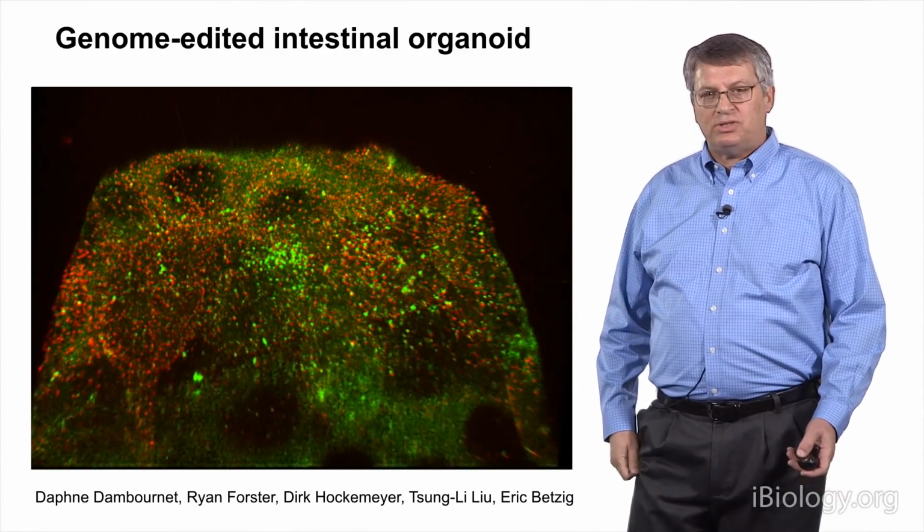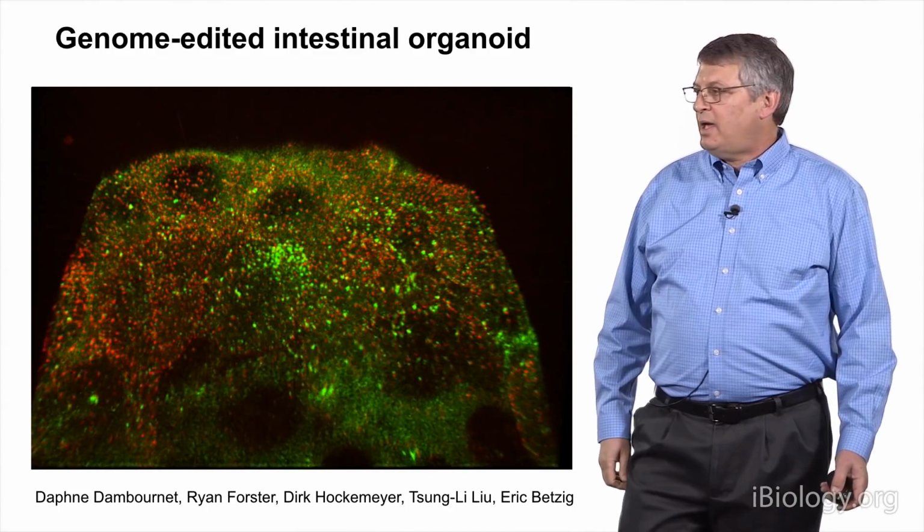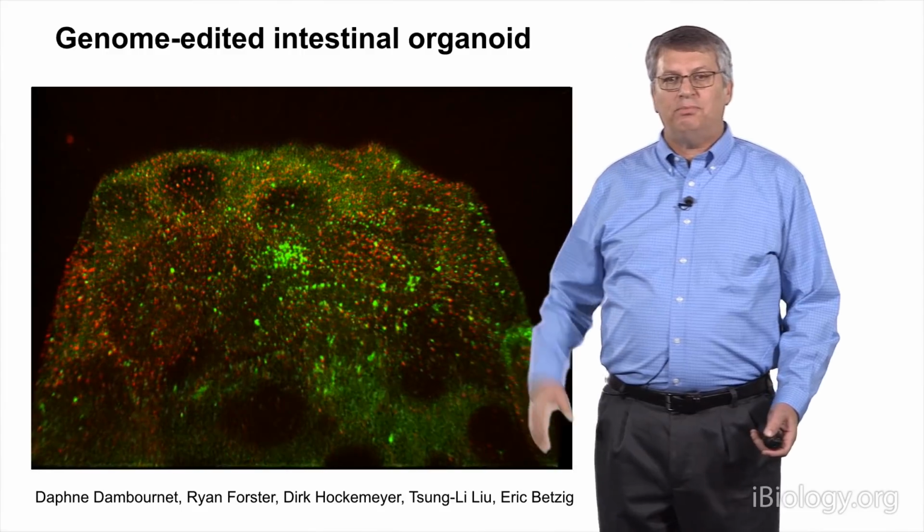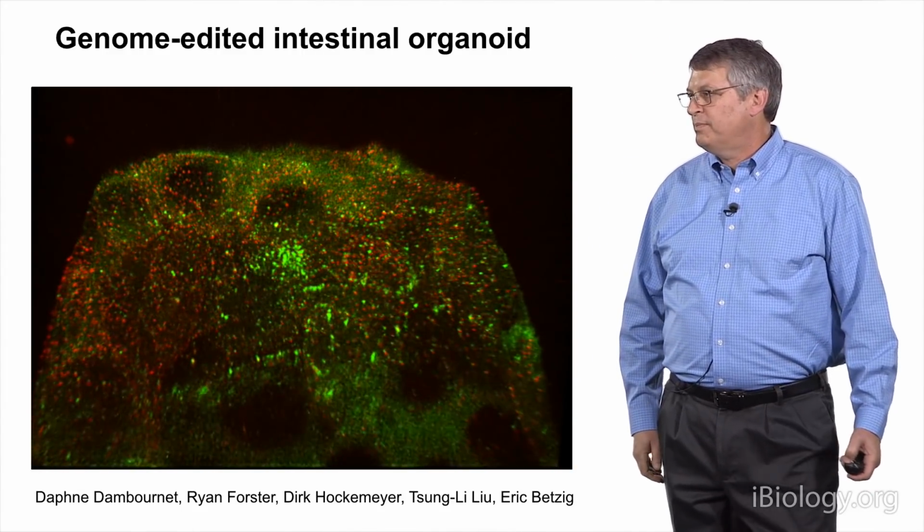And so this particular tissue happens to be an intestinal epithelium, and we can look at the differences in the apical and basolateral surfaces, for example.